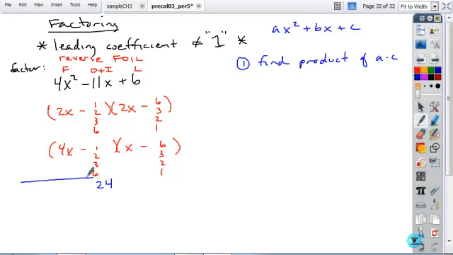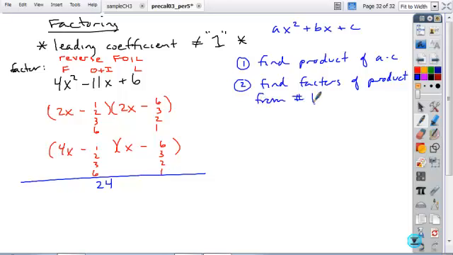Once you find that product, you're then going to find the factors of that. So find the factors of the product from step number 1, whose sum is the middle term's value, b. Okay, so are there 2 factors of 24 whose sum is this middle term, negative 11? Negative 8 and negative 3. So again, notice I write it down just kind of like a factor tree.